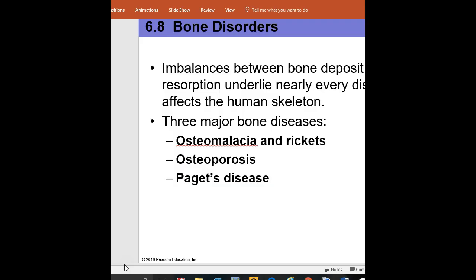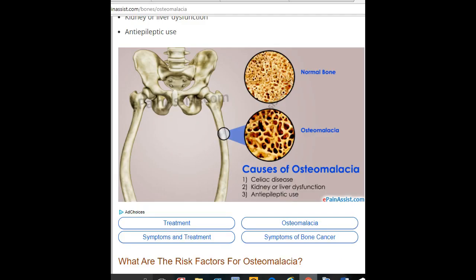So lastly, we're going to talk about a couple of bone disorders. So we'll start with osteomalacia. And osteomalacia is a bone condition similar to rickets in which the bone becomes less dense, becomes softened, so less dense, less calcium phosphate matrix. The malacia part refers to softening.